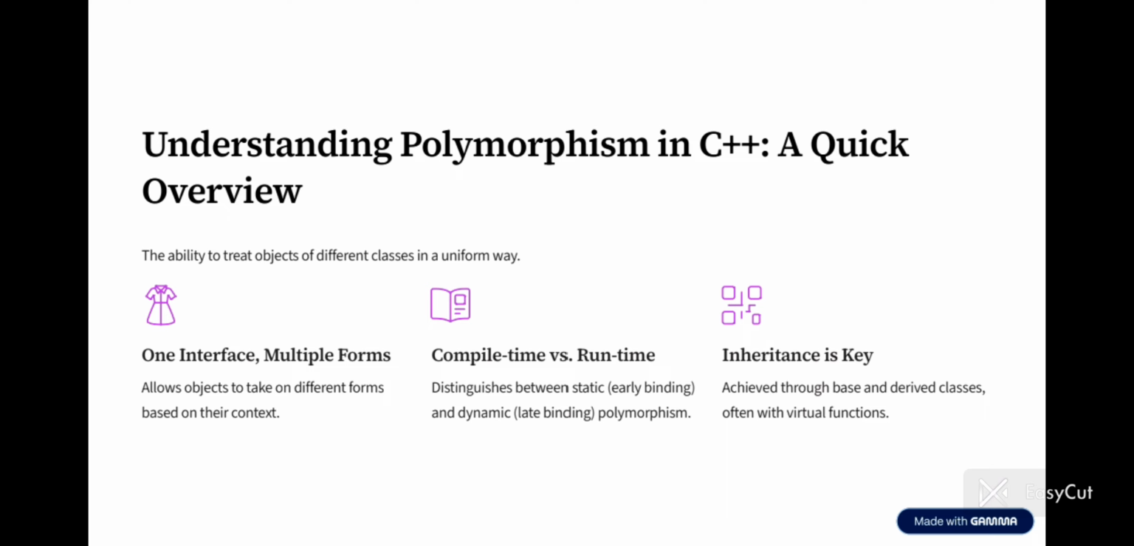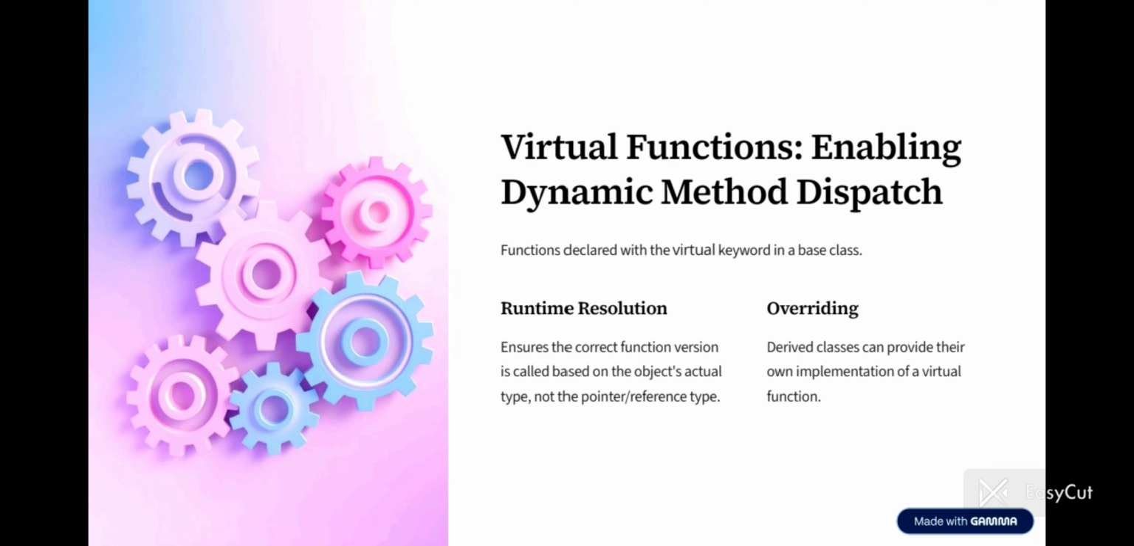Inheritance is key, achieved through base and derived classes, often with virtual functions. Virtual functions enable dynamic method dispatch. A function is declared with the virtual keyword in a base class. Runtime resolution ensures the correct function version is called based on the object's actual type, not the pointer or reference type. Overriding: derived classes can provide their own implementation of a virtual function.